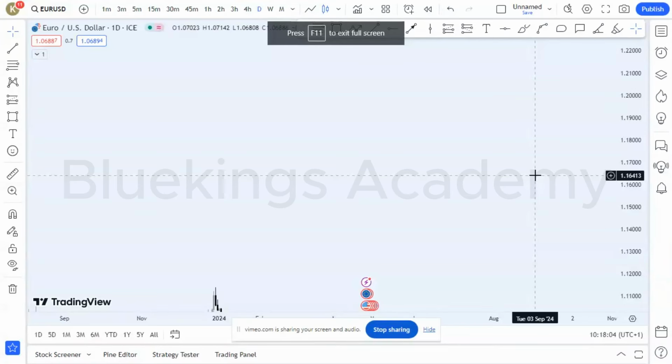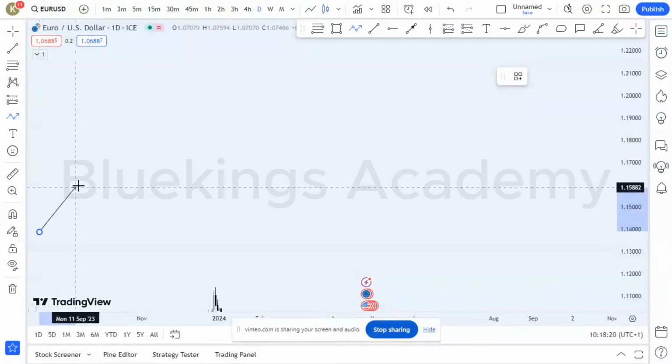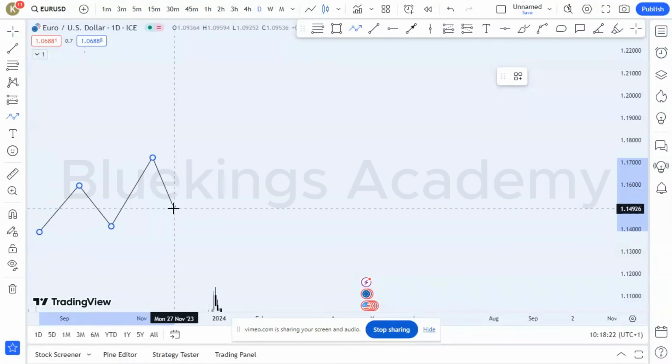So in this video you're going to be learning how to draw market structure correctly, what you should know about and what you should avoid. It's just all about market structure, a very detailed way of drawing it. So first of all, back to the basics. The basic is that we have three types of market structure.